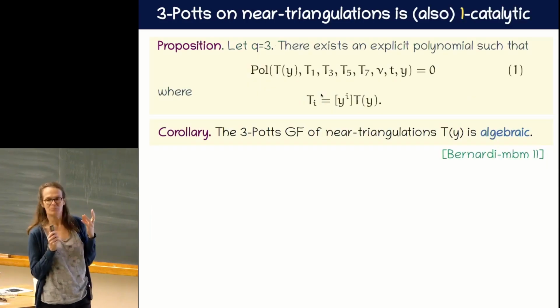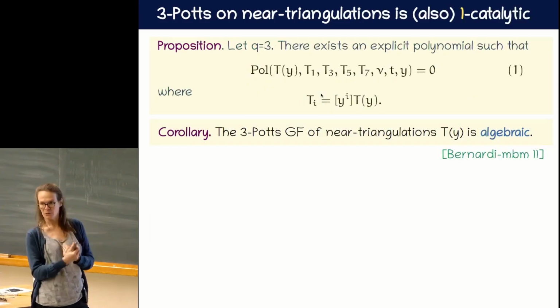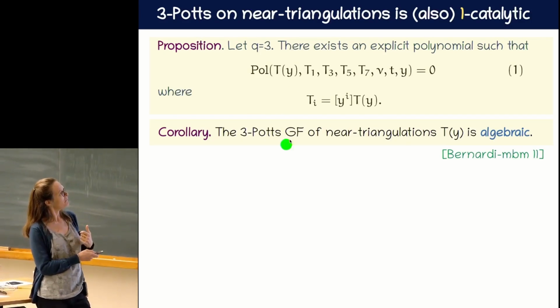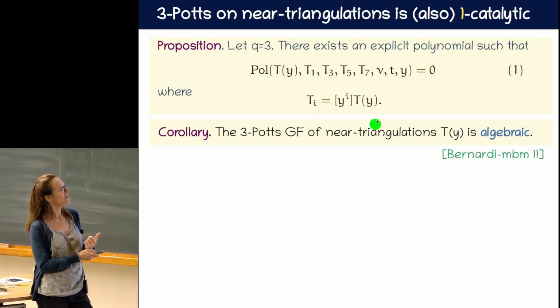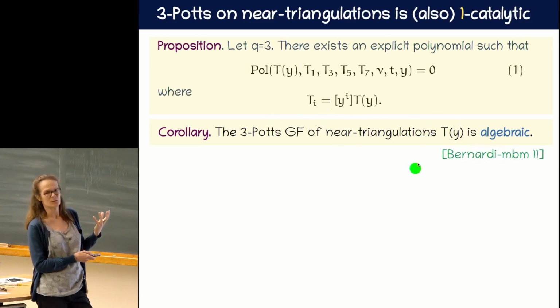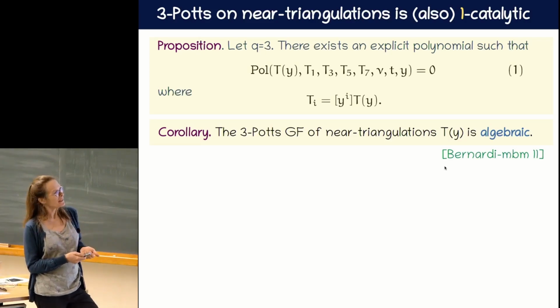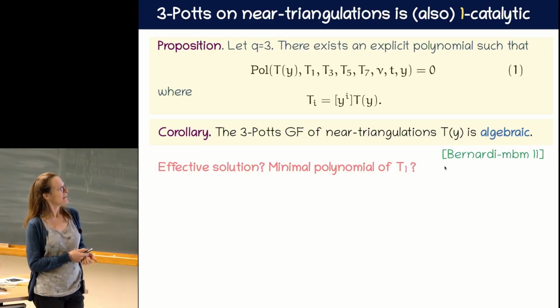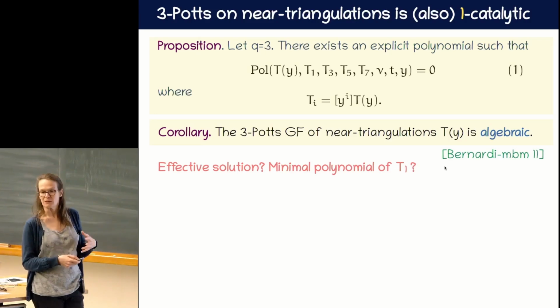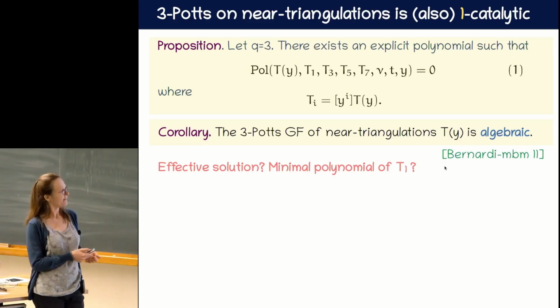Okay, so now we can put things together. So we take 3 pots on near triangulations. We know that we have one of these one catalytic equations. We know that one catalytic implies algebraic, and so we reach the point where we were 15 years ago, that we know that this series, this three-part series, is algebraic. But what we were completely unable to do at the time is to make this explicit, because things were just too big. And so we had no minimal polynomial for even T1.